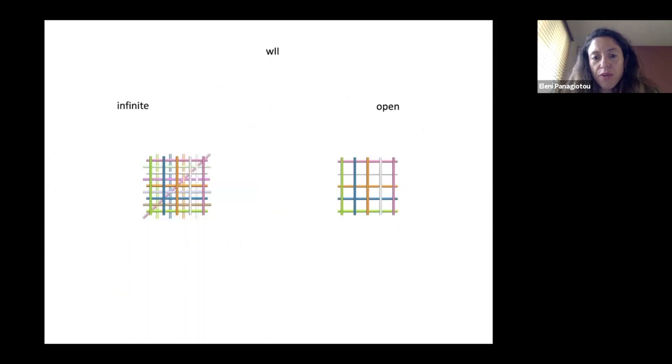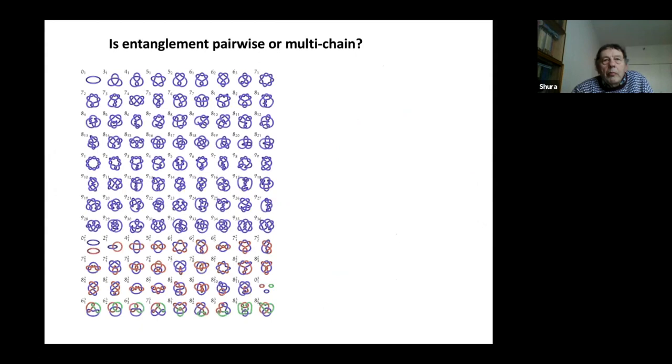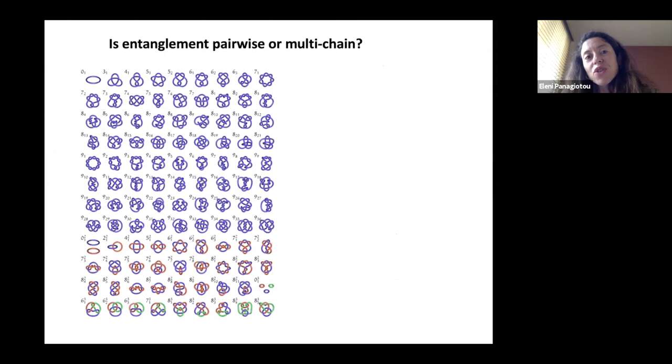So all this so far has been linking number, right? So many people, especially topologists, wouldn't be interested in that. But in polymers, let's say again, a big question that I've seen being addressed is whether entanglement is pairwise or multi-chain. And I think that I had heard also Shura talking about that, and it's an inspiring question. So here you have simple knots, and there are links, many chain links.